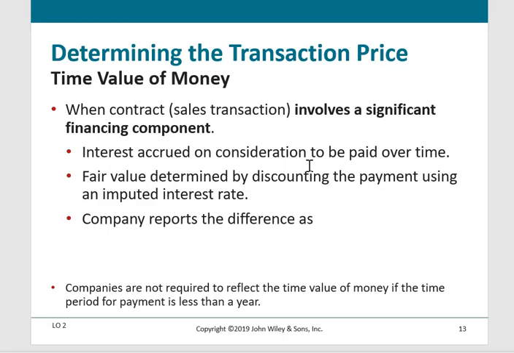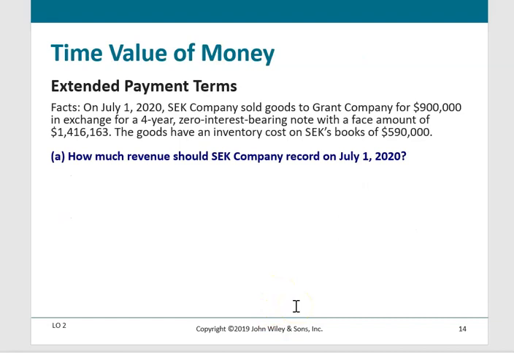We discount to the present value. What is that goods or service worth to us today based on our likely interest rate, some imputed interest rate. And the company is going to report the difference as interest revenue. Now, we only recognize the time value of money on contracts that typically are longer than 1 year. If there is a time value component, but it is a 1-year contract, oftentimes companies will just ignore that time value of money component. Let's take a look at an example.